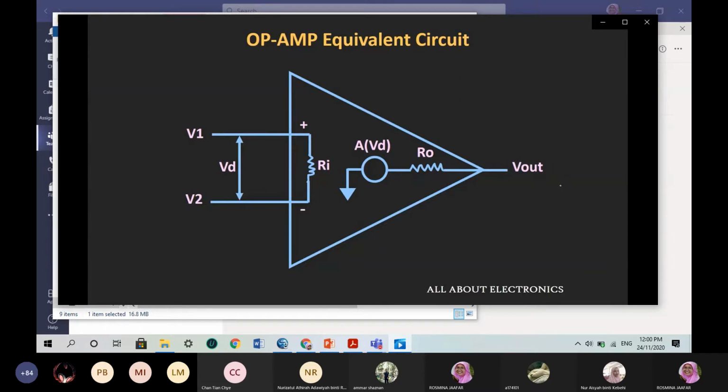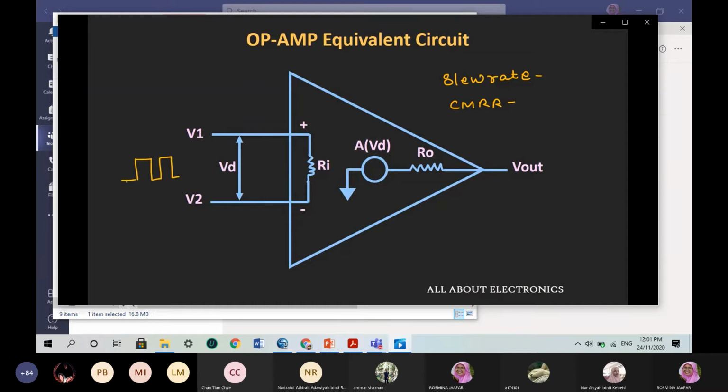Now, apart from these characteristics, there are a few more characteristics of the ideal op-amp, that is slew rate and the common mode rejection ratio. We will see more about these in detail in separate videos, but let us see the basics of these characteristics. In a simple way, the slew rate is basically how fast the op-amp is able to reach its final value, and that is particularly useful when we are applying a square wave to the op-amp.